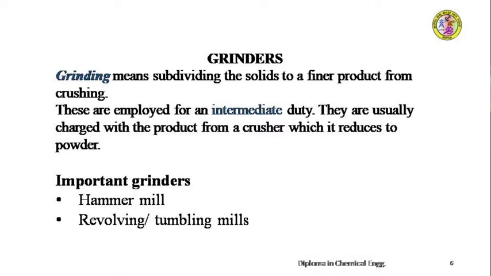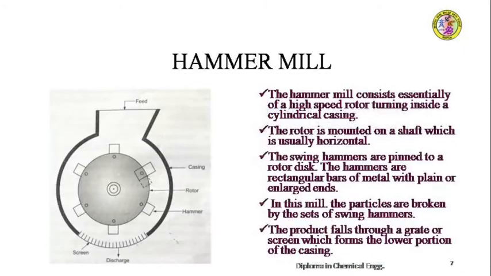So in today's class, let us understand the construction and working principles of hammer mill. This is a simple line sketch of a hammer mill. The hammer mill essentially consists of a high speed rotor that is turning inside a stationary cylindrical casing. The rotor is the main part along with the swing hammers. The hammers are the grinding elements in this particular type of machine.